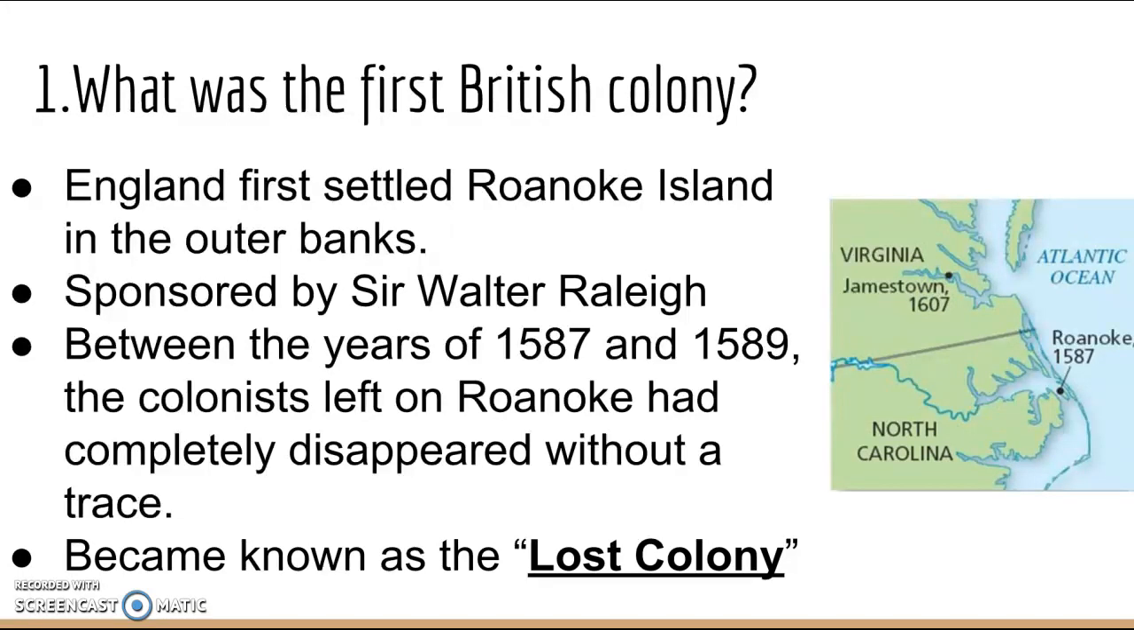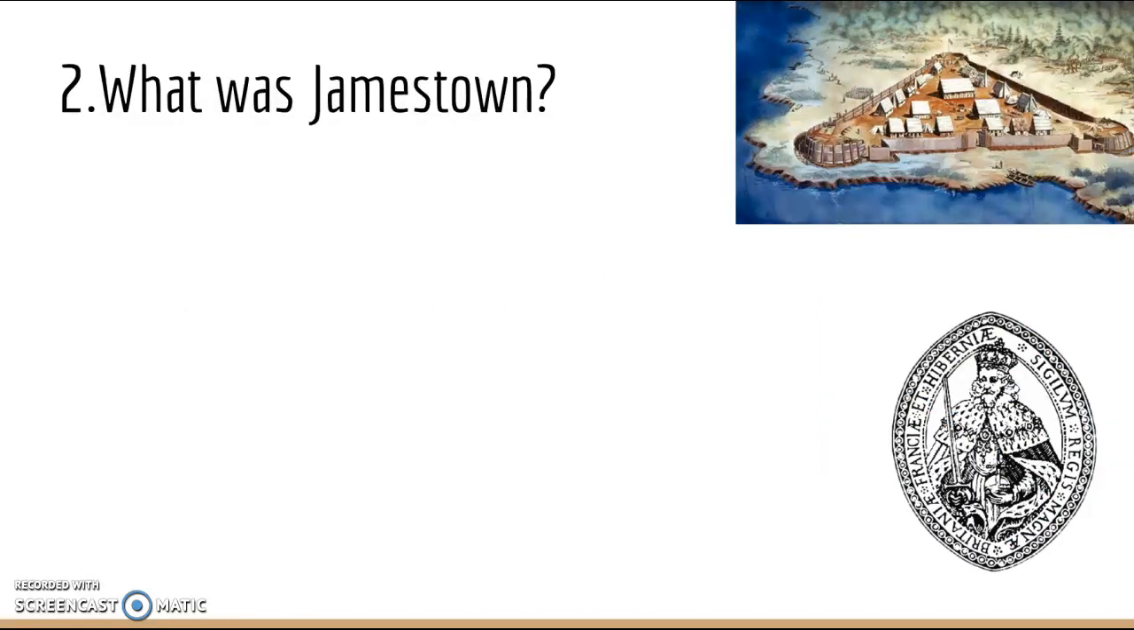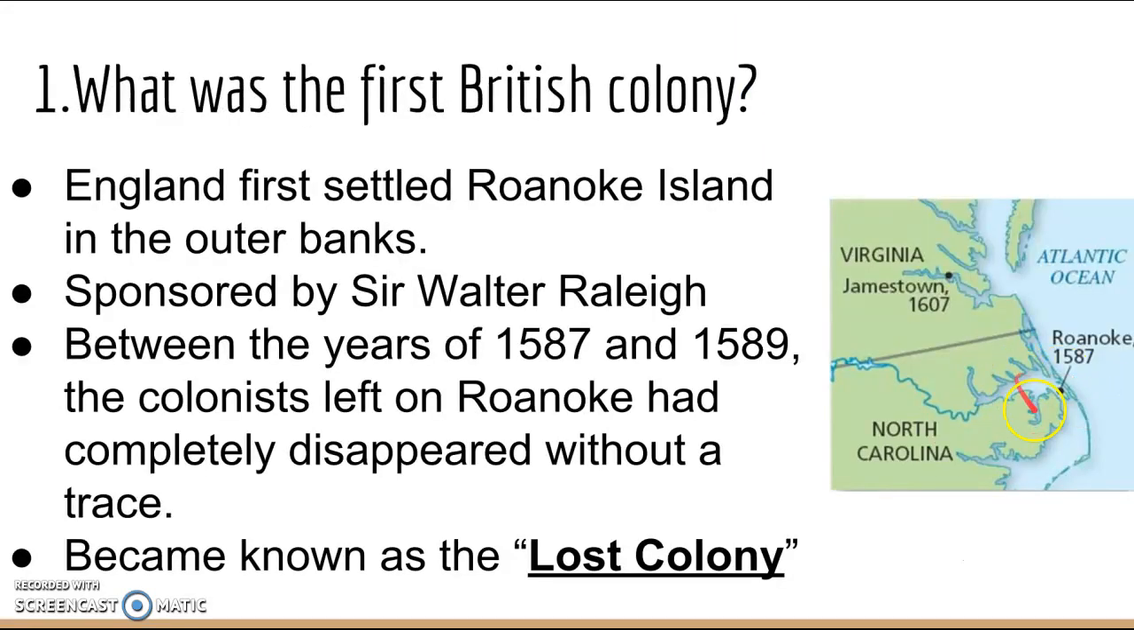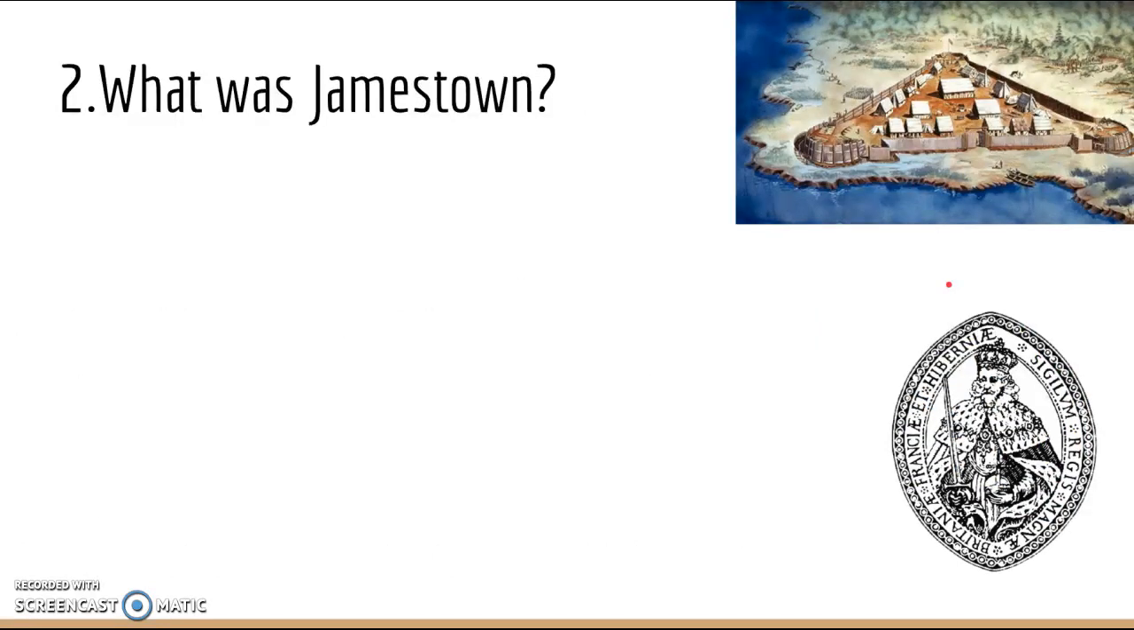And so because of that, this first colony of Roanoke is completely unsuccessful, and it becomes known as the Lost Colony. So this is the first colony, but it's not the first permanent colony since it does not last, it is unsuccessful. The first permanent colony that is established is Jamestown. So Roanoke is down here in North Carolina, and Jamestown is a little bit further north in the colony of what will eventually become Virginia.